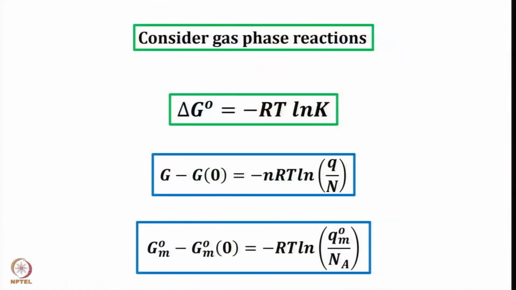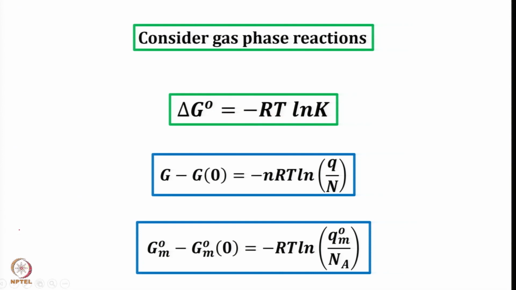There are two things I want to highlight to begin with. One is that we will discuss ideal systems first, ideal gases. So initially I will restrict to gas phase reactions, and gas phase reactions here mean ideal gases. Non-ideality we will bring later. Equilibrium constant K is related to delta G naught by this equation, delta G naught is equal to minus RT log K.